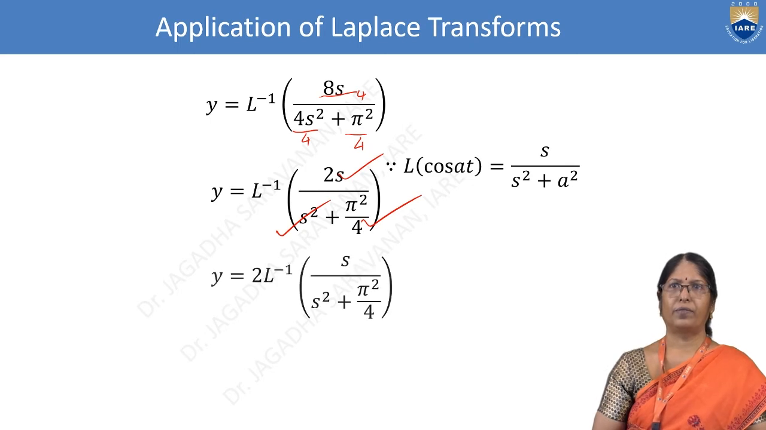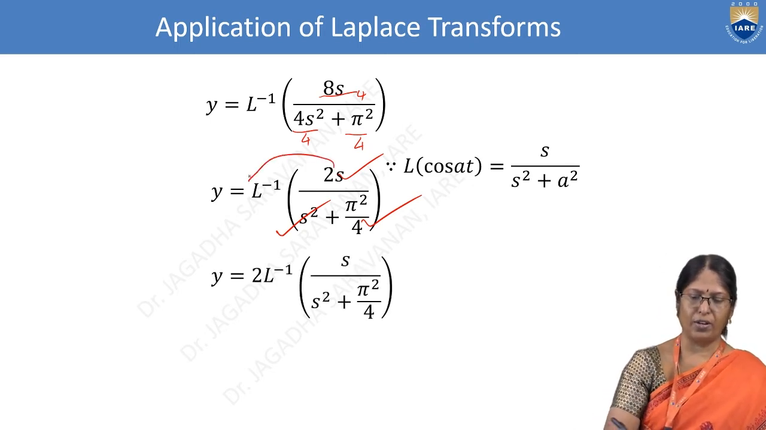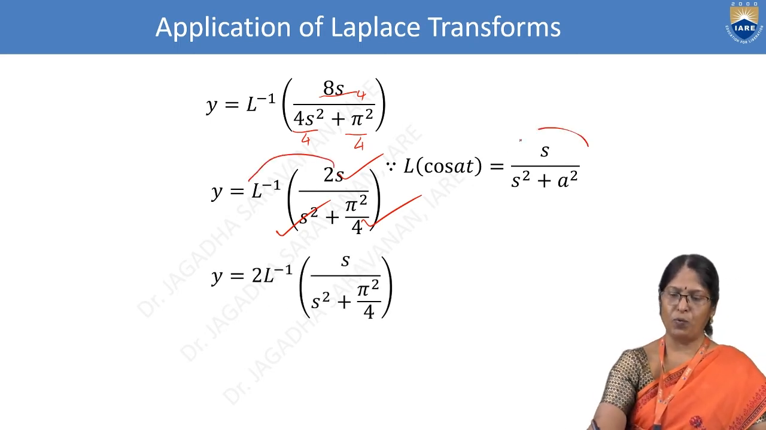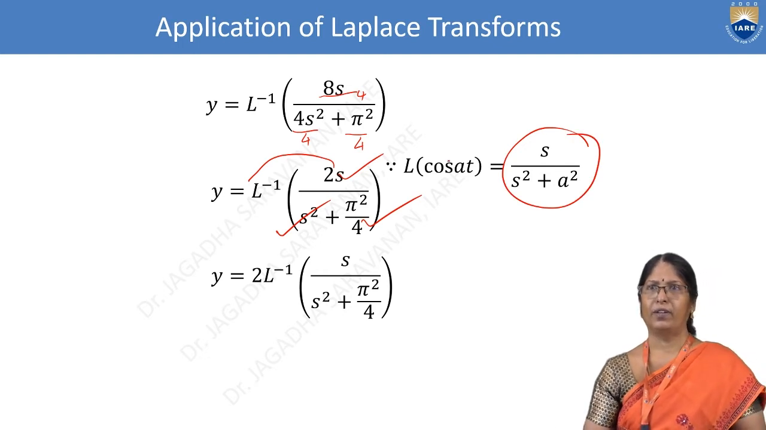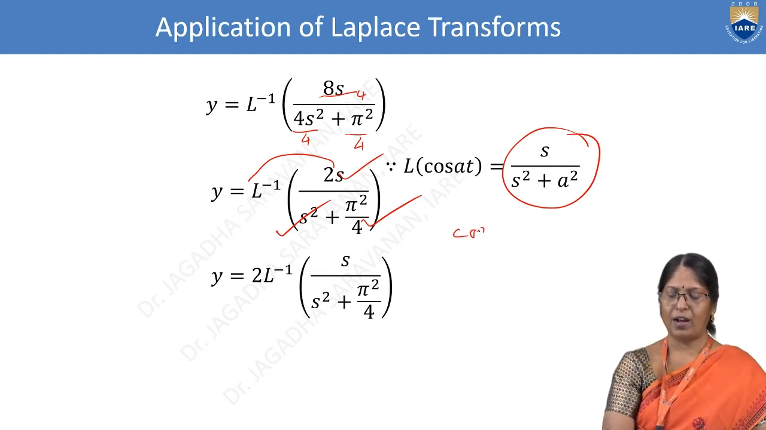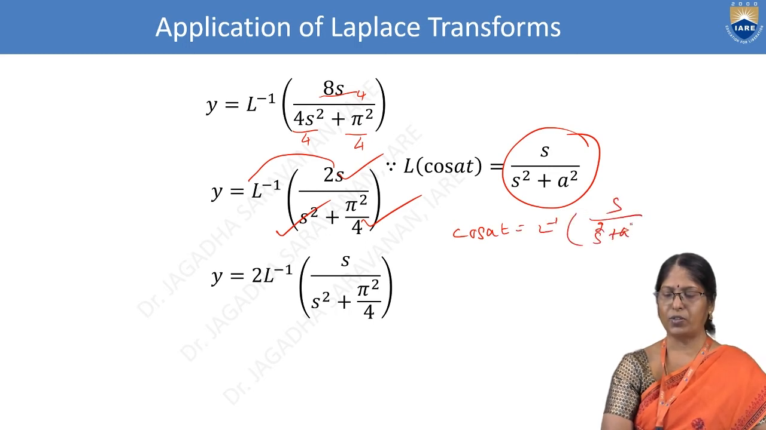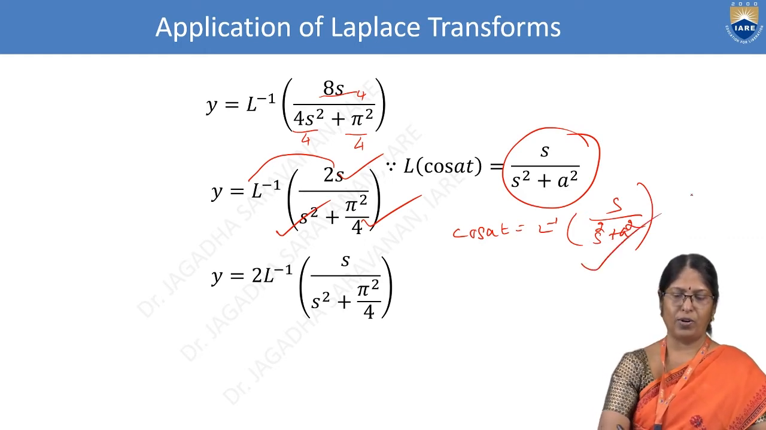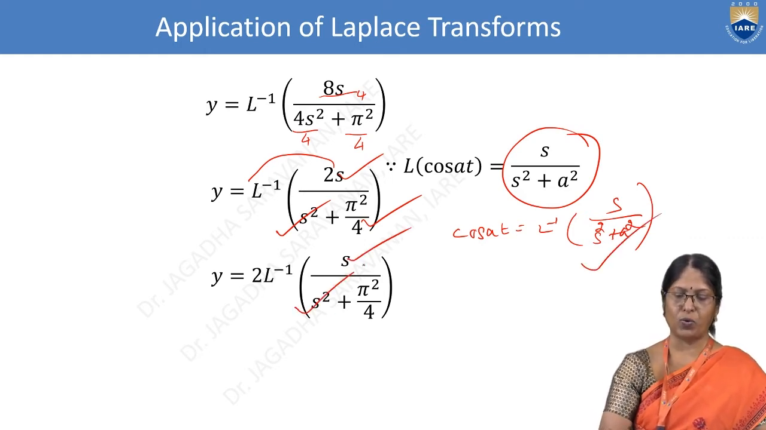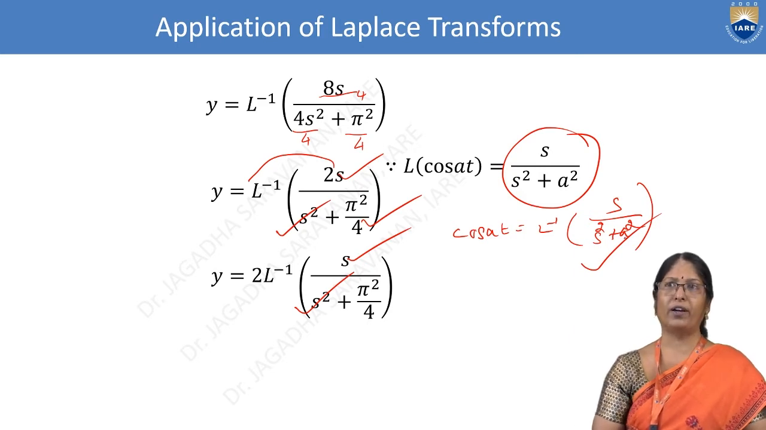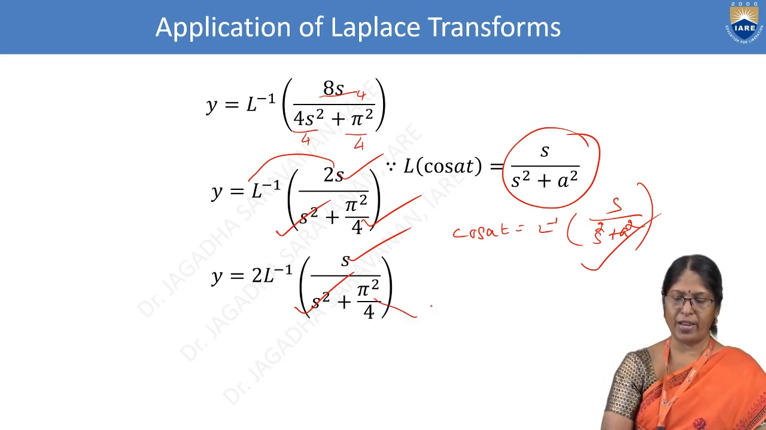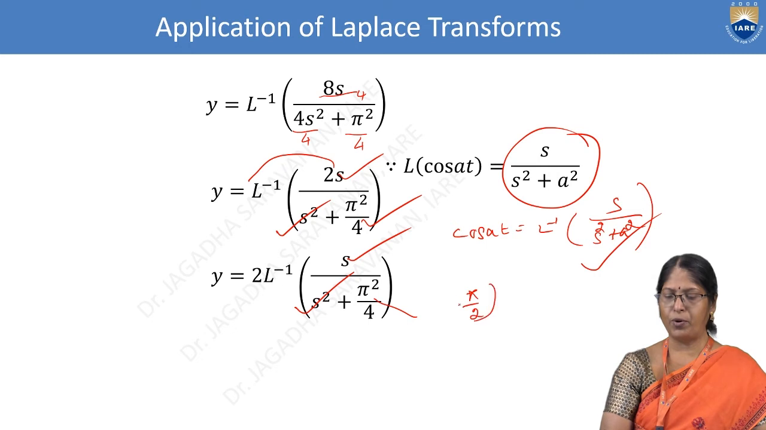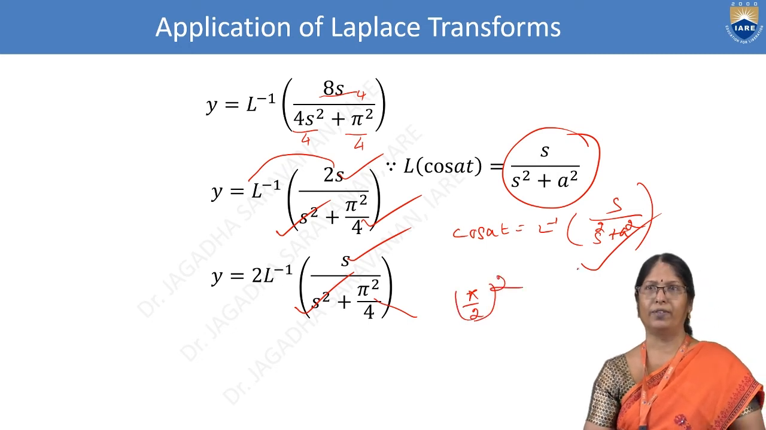Next, this 2 we bring out because we want this format. Cos at we can write as L inverse of s by s square plus a square. So we want such a format. Now s is there, fine. s square is there, fine. And a square can be written in this place as pi by 2 the whole square.